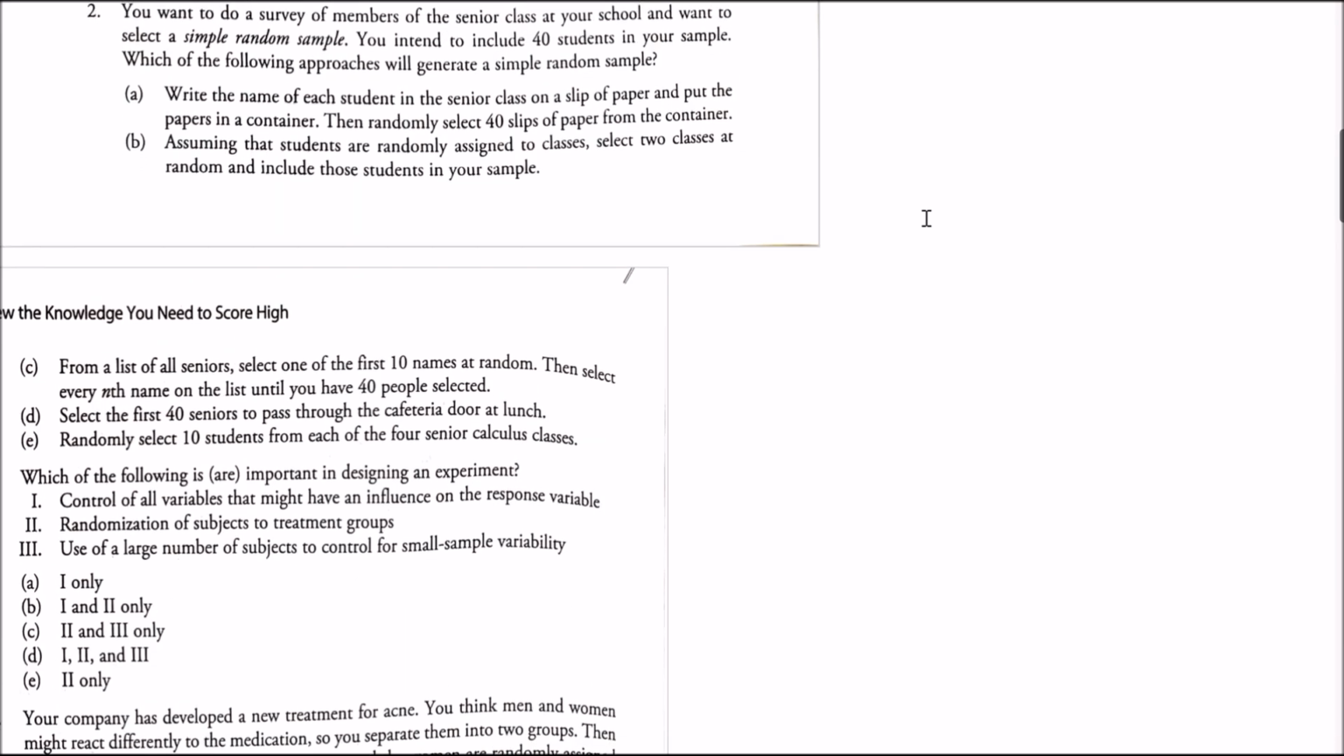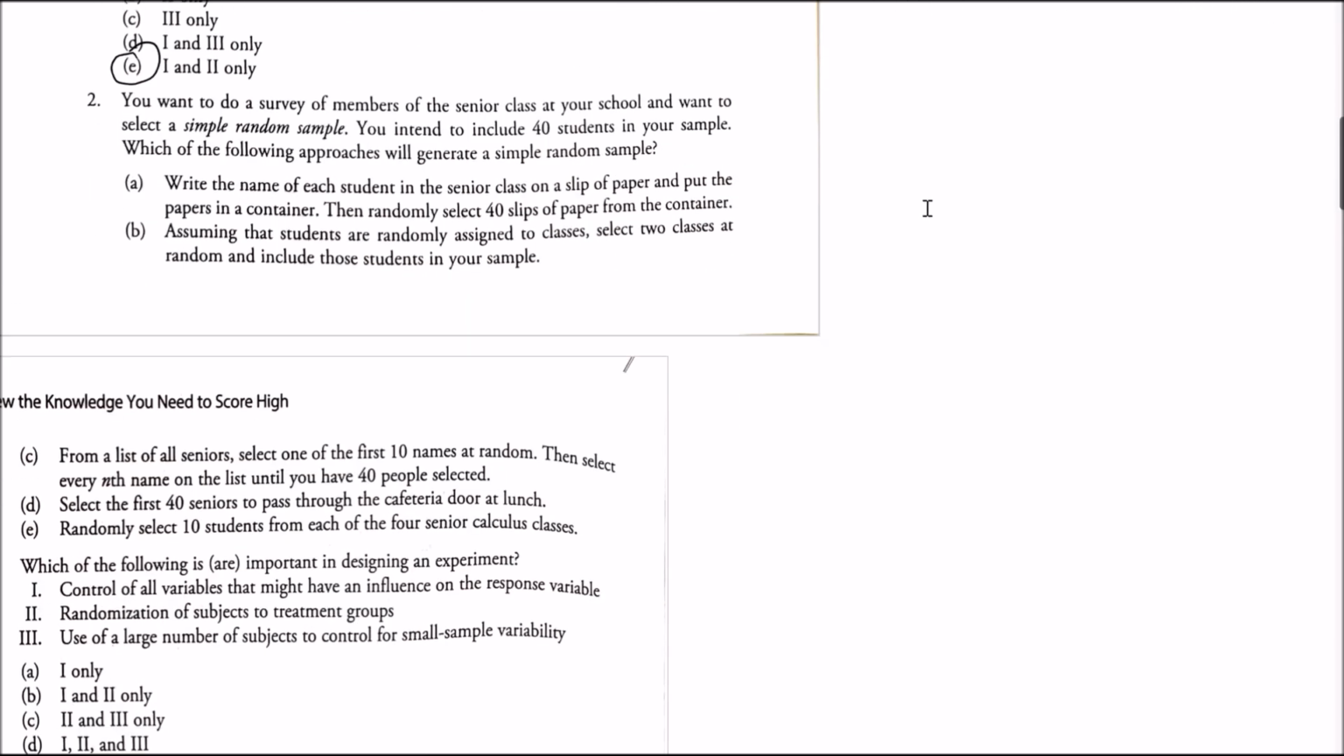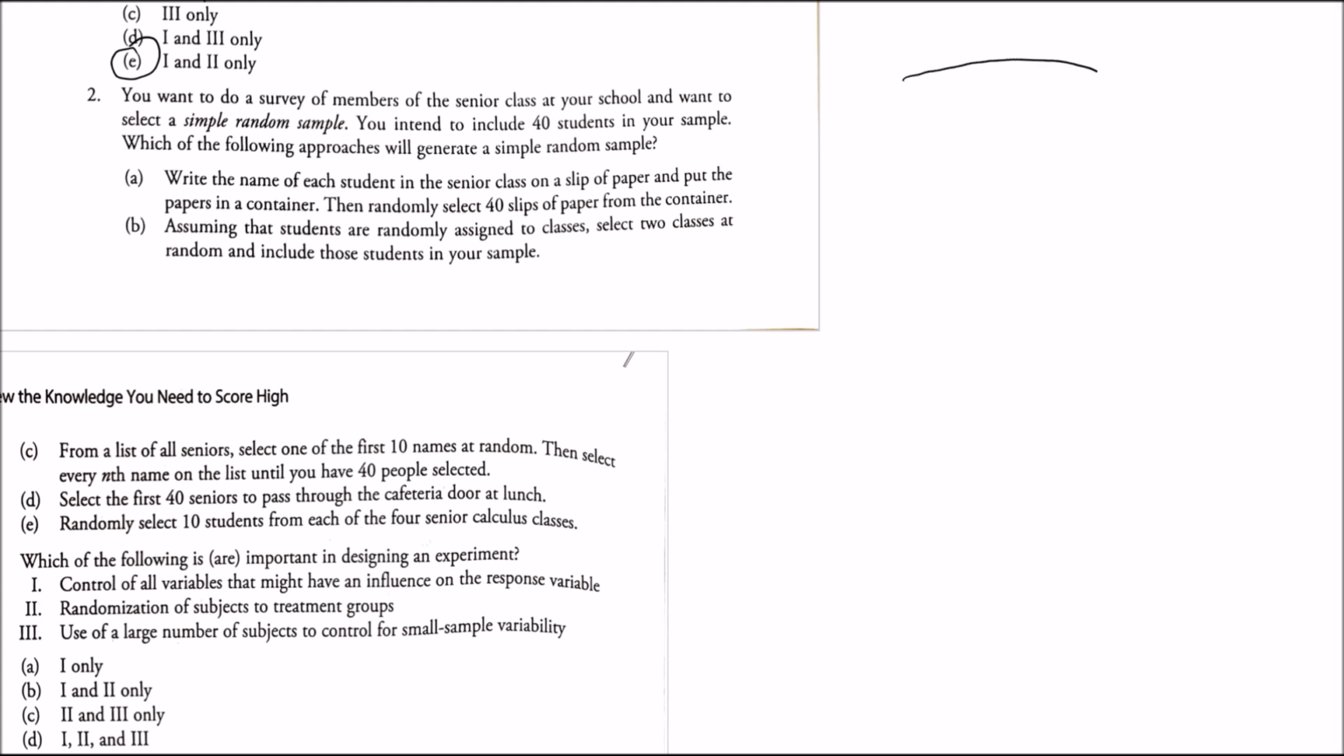Number 2: You want to do a survey of members of the senior class at your school and want to select a simple random sample. You intend to include 40 students in your sample. Which of the following approaches will generate a simple random sample? So again, a simple random sample means that you're taking a population and numbering them, or labeling them, let's say number 1 through whatever, and then randomly selecting some numbers. So you select that one, that one, that one. That's a simple random sample. Every sample that you select has an equal chance of being selected.